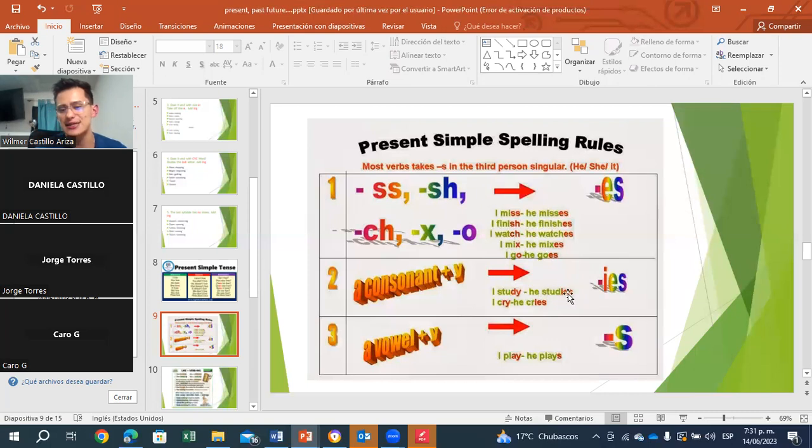So I study, he studies. Yo lloro, I cry. Él llora, he cries. But what happens here? When the verb ends with Y and the last one is a vowel, we don't delete the Y, we just add an S. Entonces, esas son prácticamente las reglas. Cuando el verbo termina en Y, la anterior es una consonante, reemplazamos la Y por una I latina, le ponemos IES, pero cuando el verbo termina en Y y la anterior es una vocal, tan solo le ponemos una S.